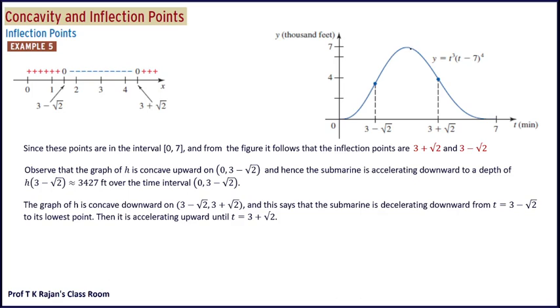It is decelerating, and it reaches its maximum depth here. The maximum depth is here, and then it is coming to this place. So from t equals 3 minus root 2 to 3 plus root 2, the submarine is decelerating downward from 3 minus root 2 to its lowest point, then decelerating upward, coming upward to the sea level of the water. So it is decelerating upward until t is equal to 3 plus root 2.